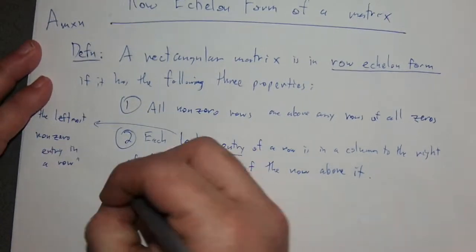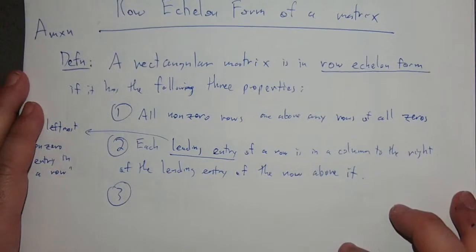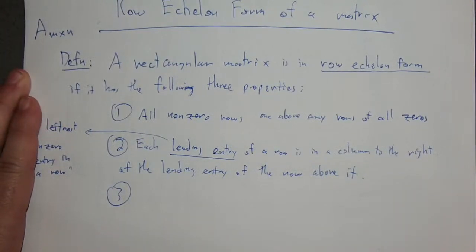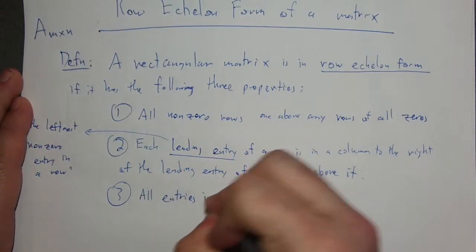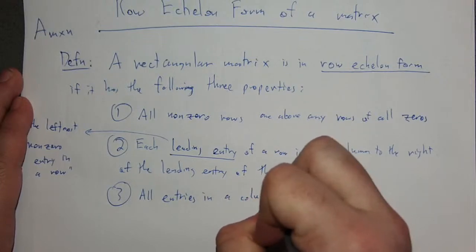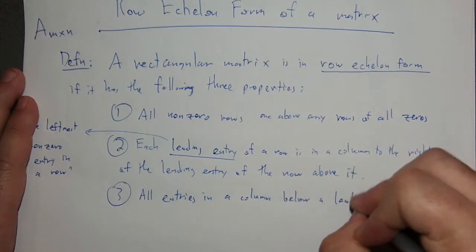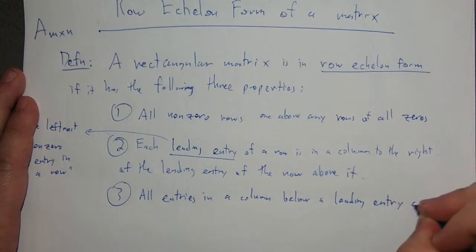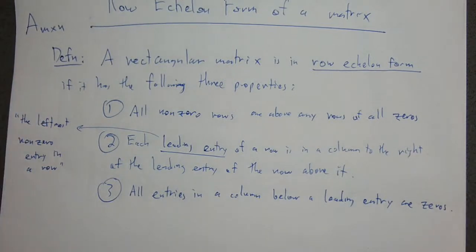Okay. And the third thing that a matrix in row echelon form must satisfy is the following. All entries in a column below a leading entry have to be 0. So all entries in a column below a leading entry are zeros.